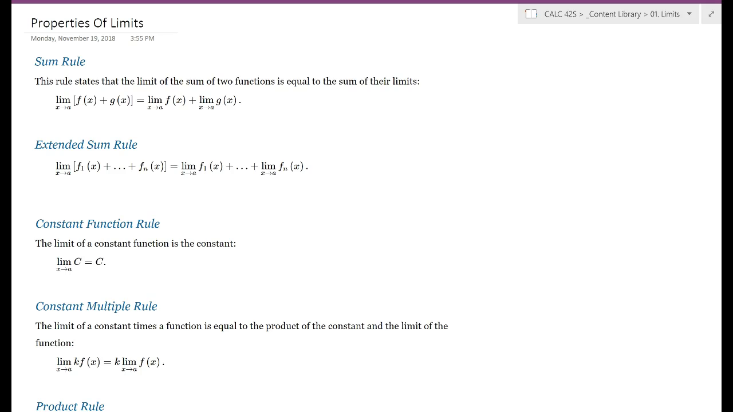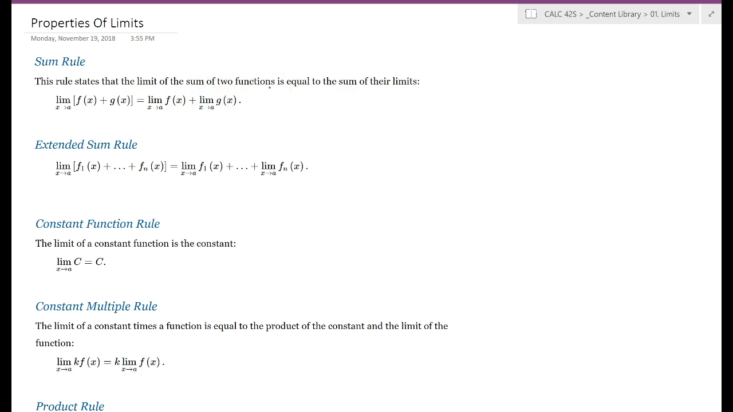So we've got a number of different properties that we need to figure out what they mean, and then we can work with them from there. So the first rule is the sum rule. This rule states that the limit of the sum of two functions is equal to the sum of their limits. So if I have two functions combined here, I can break them up into their respective pieces.